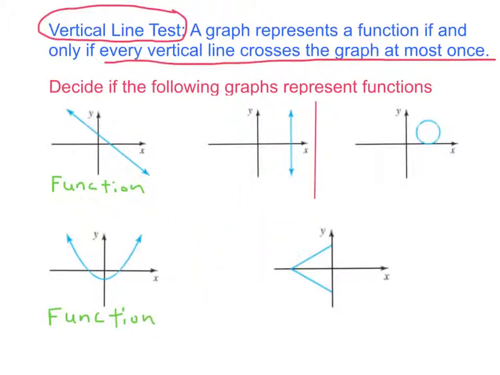Next, let's look at the graph that's a vertical line. The question is, can this vertical line ever cross the graph more than once? And the answer is yes. If I put it right on top of the line, it actually crosses it an infinite number of times, and that's definitely more than once. So this is not a function.